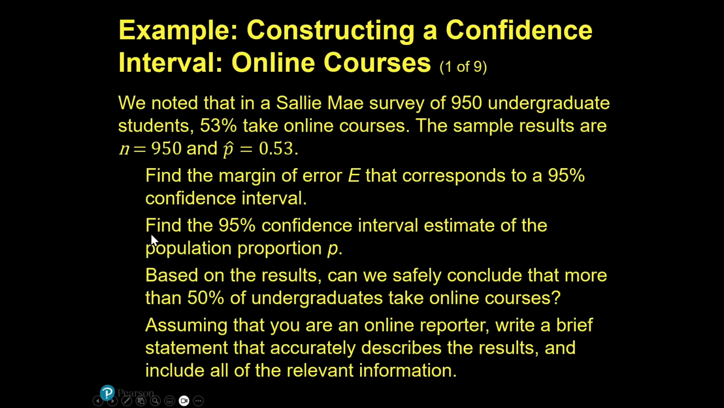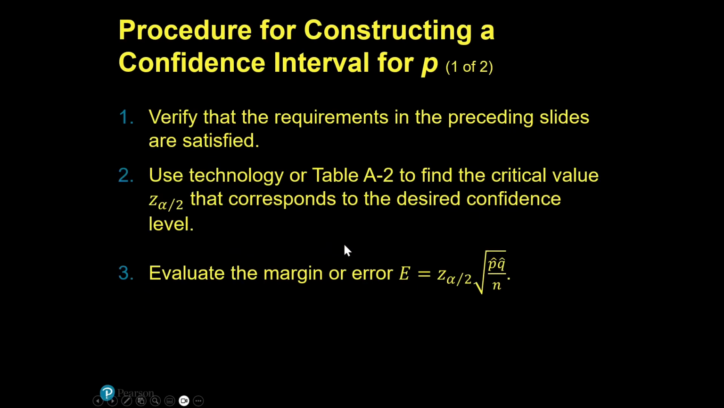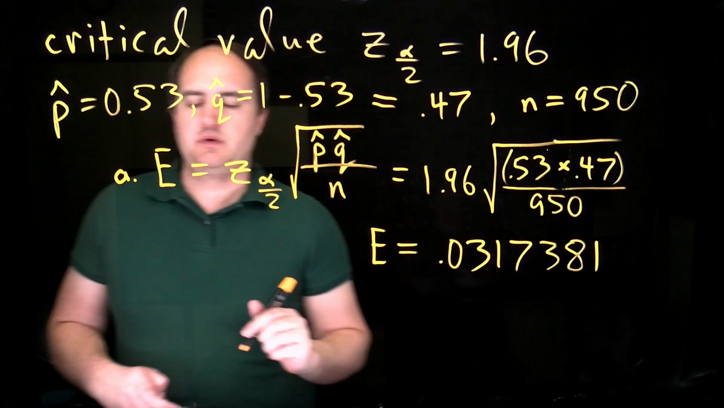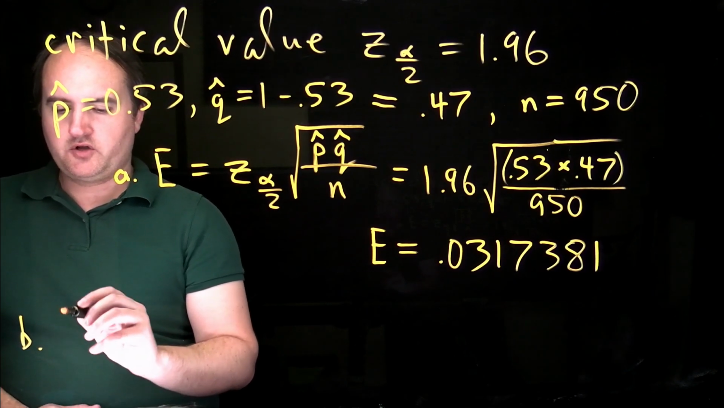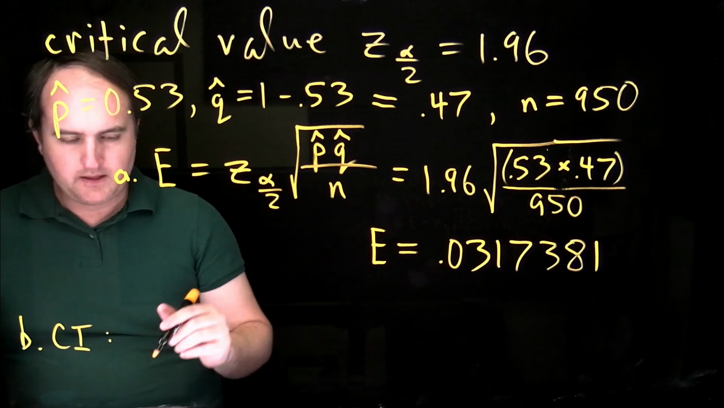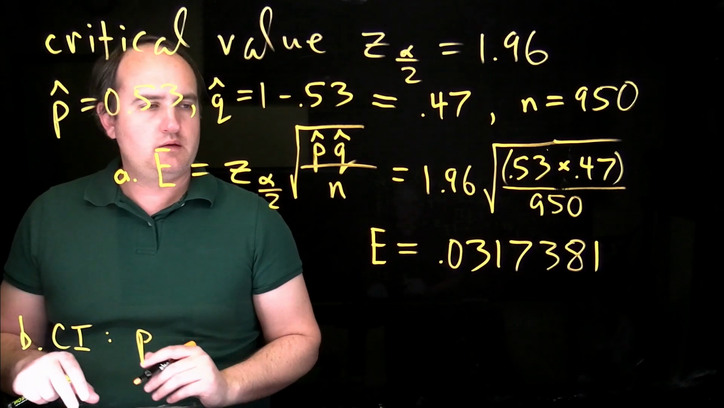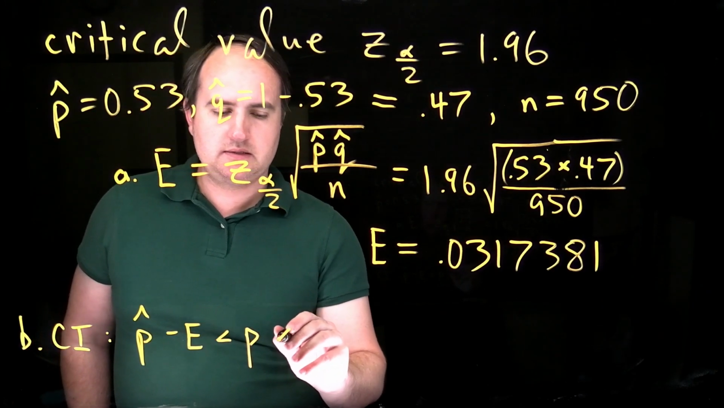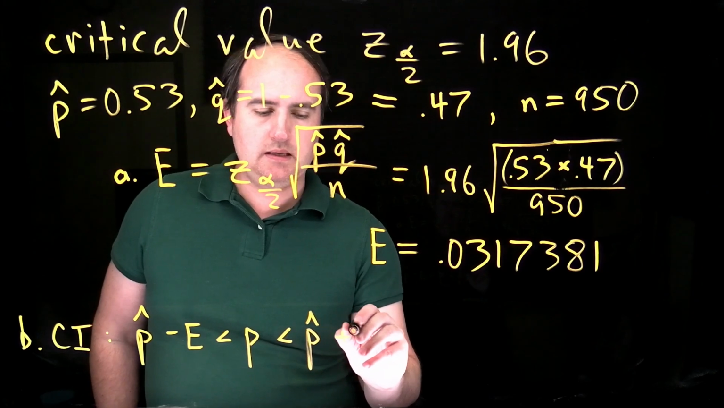So part B is going to be to find the 95% confidence interval estimate of the population proportion P. So the standard formula that people use is this one right here: p hat minus E is less than P is less than p hat plus E. So in part B, the confidence interval, I'm just going to write CI, stands for confidence interval. The format is p hat minus E is less than P is less than p hat plus E.